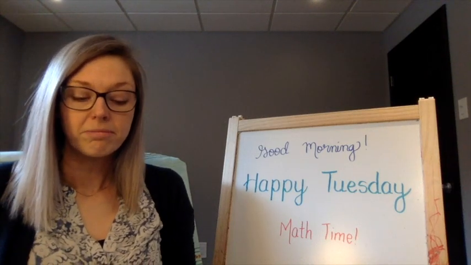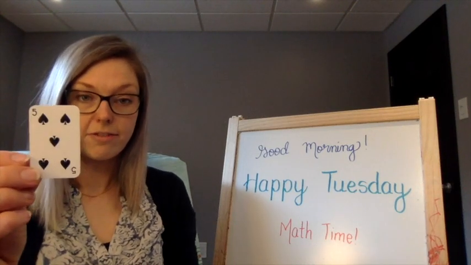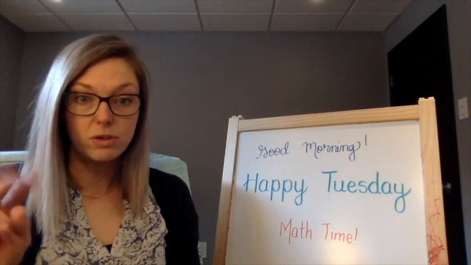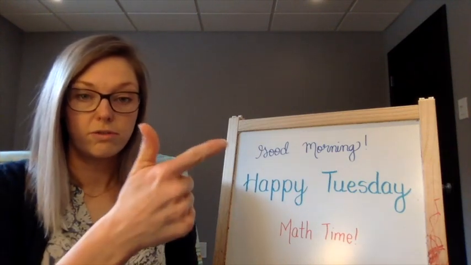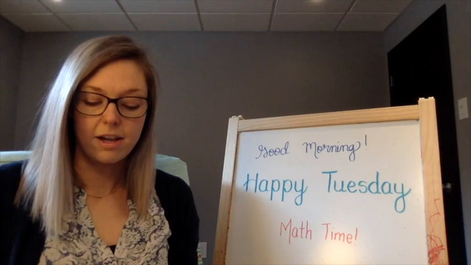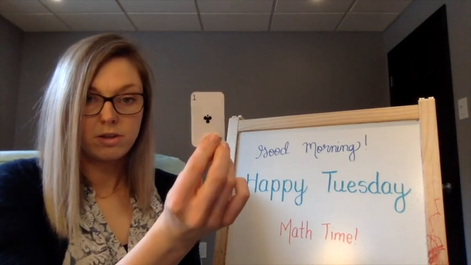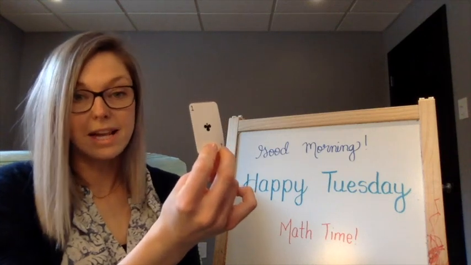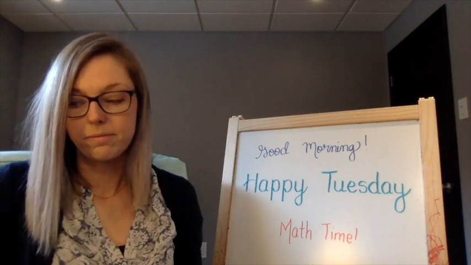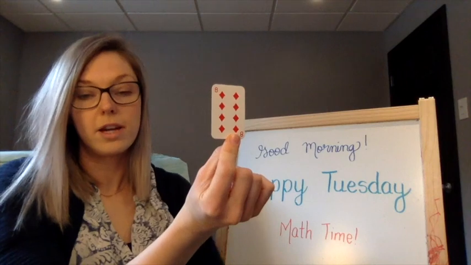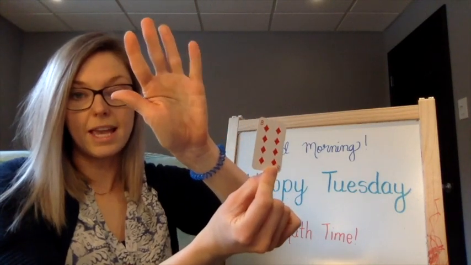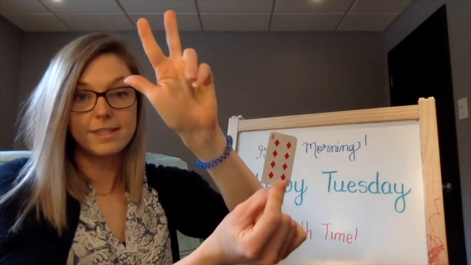So what you're going to do is flip a card. I have a 5. I'm going to skip count by 2s 5 times. 2, 4, 6, 8, 10. Okay, on to the next card. I have 0. I have 1 or an ace. Maybe it's an ace in your deck, probably. 2. All right. 2, 4, 6, 8, 10, 12, 14, 16.